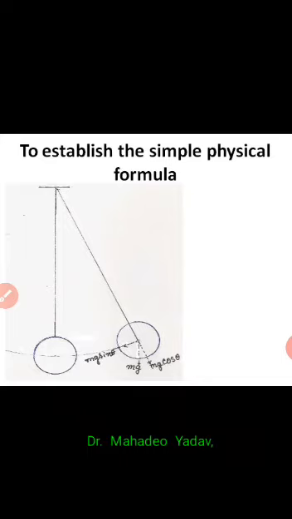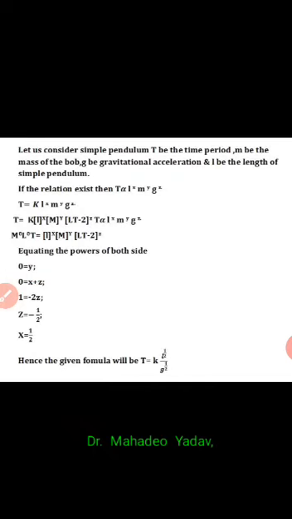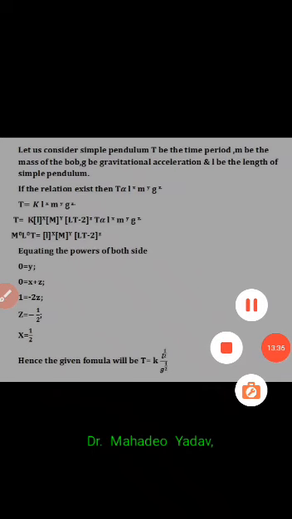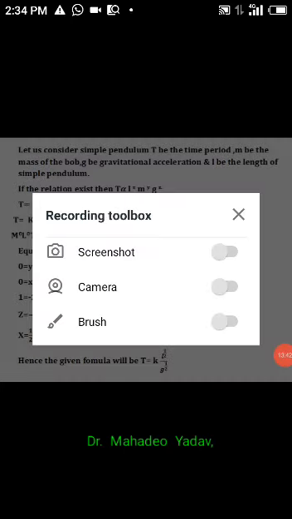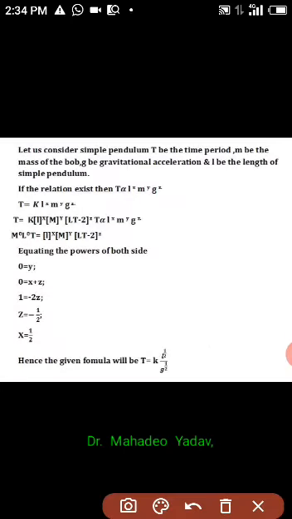The same motion repeats. Then we have to establish the relation among time period T, gravitational acceleration g, mass m and length L. For the homogeneity of dimension, the dimensions on both sides should be equal.